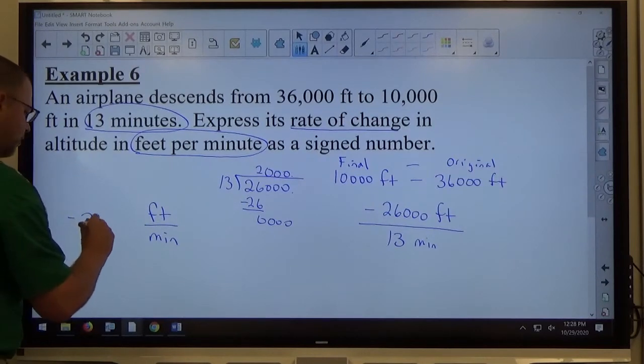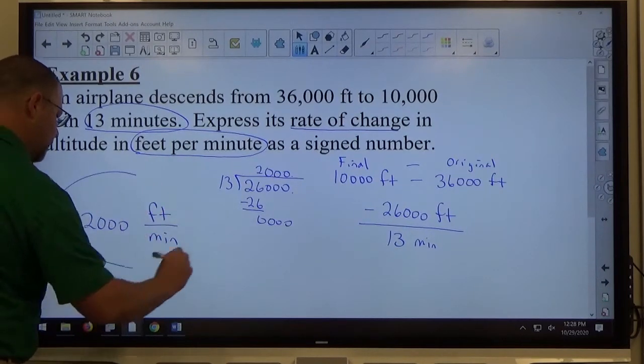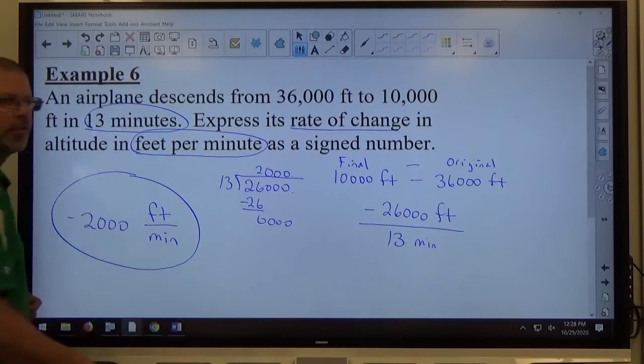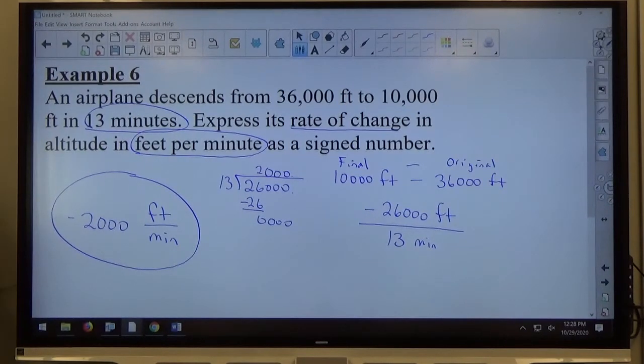So negative 2,000 feet per minute is the rate of descent of this specific airplane. Every minute it drops about 0.4 of a mile. I don't know if that's rapid or not on the fly.